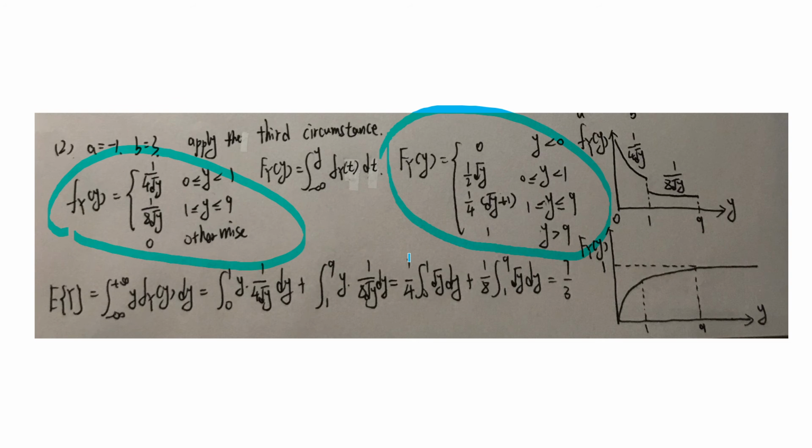For the expected value of y, we can simply apply the definition of the expected value of a continuous random variable, like this. We multiply y by its corresponding probability density function and integrate from negative infinity to positive infinity, so we can get the answer. The expected value of y is like this.